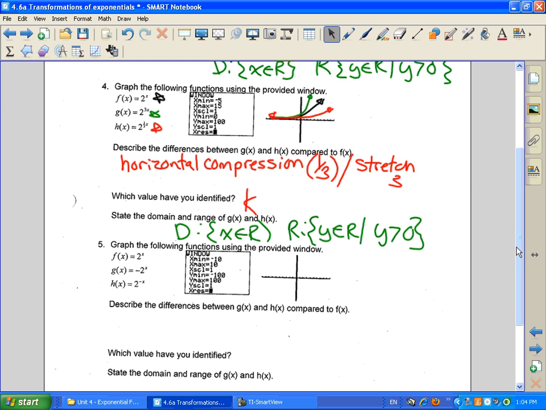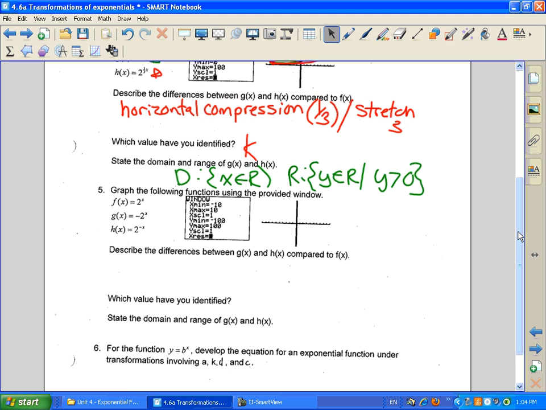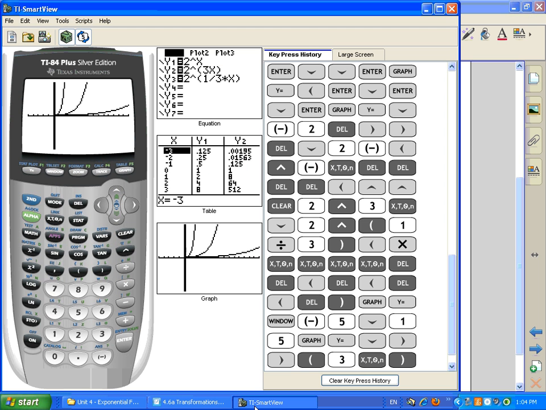All right, folks, last group to graph. We can get through this. Here we go.